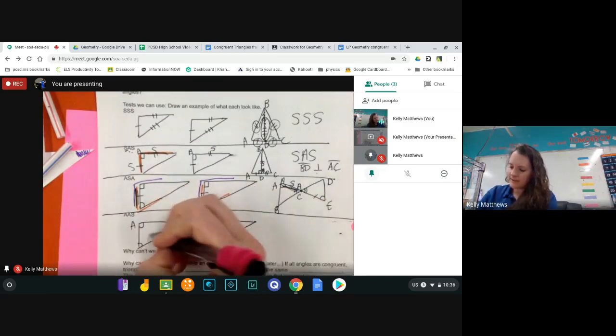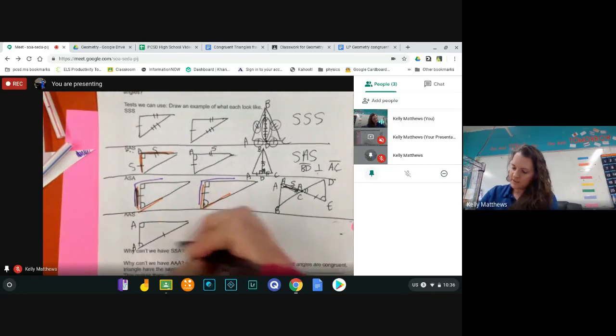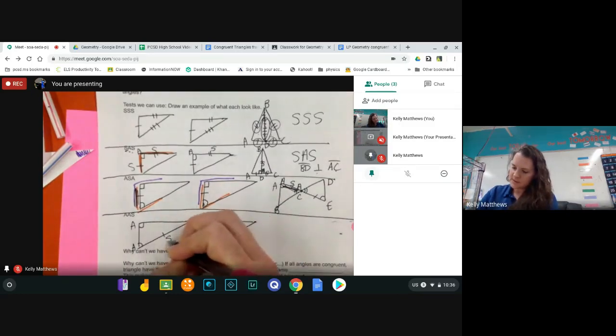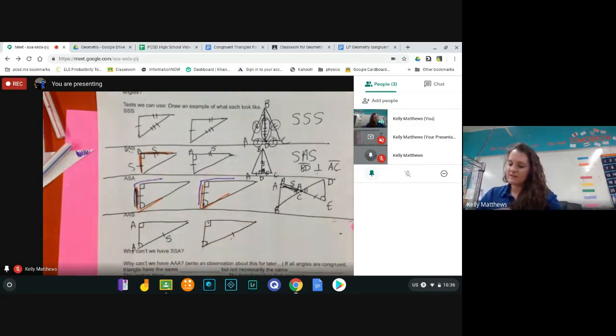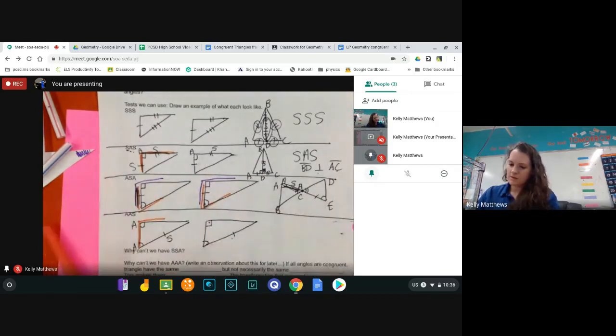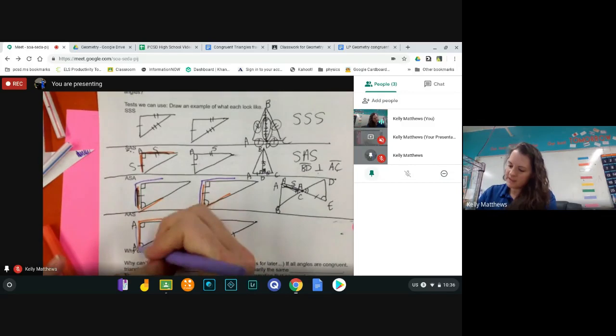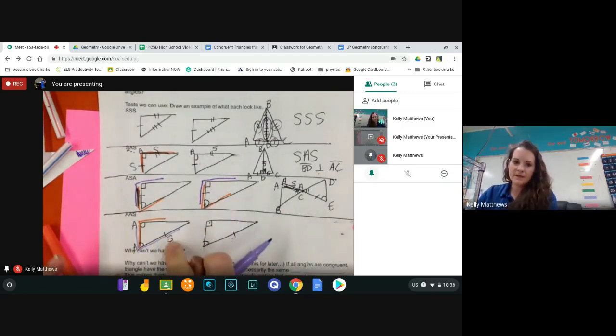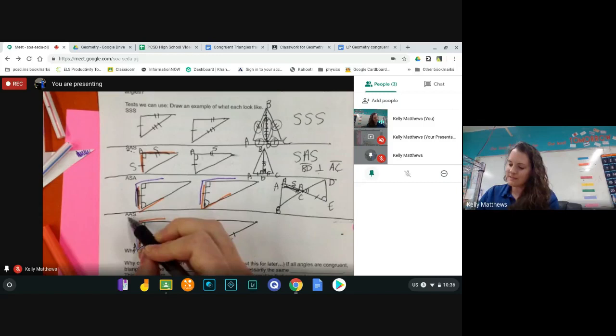Here's an angle that I know has a match. Here's an angle that I know has a match. And here's a side that I know has a match. If I did the same thing, if I traced both angles, then I'm only hitting the side that I know one time. The side that I know is not directly between the angles that I know. So this is angle, angle, side, because it is not between.